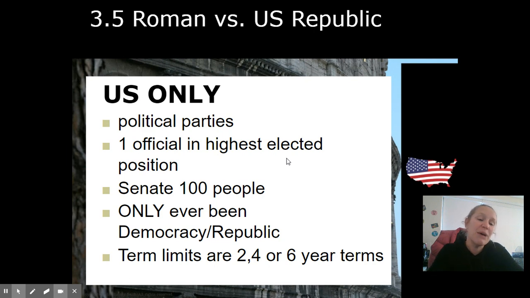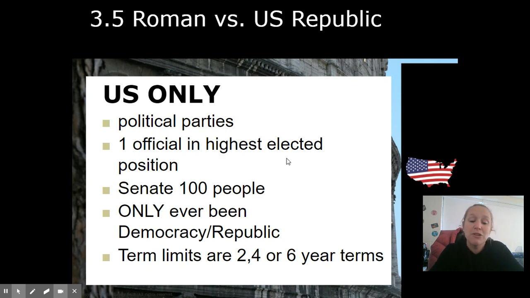All right, so U.S. only, we have political parties. We have Republicans and Democrats. We have one official in the highest elected position, which is president. We have 100 senators. You remember, 2 per state. We've only ever really been a democracy or a republic here in the United States. We are not an evolving sort of place. We've always been a democracy. We're technically, if you look it up, a democratic republic. Remember, we're a democracy because we're ruled by the people, but we're also a republic because we elect our leaders.